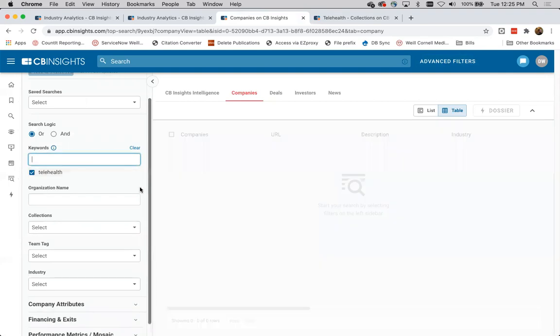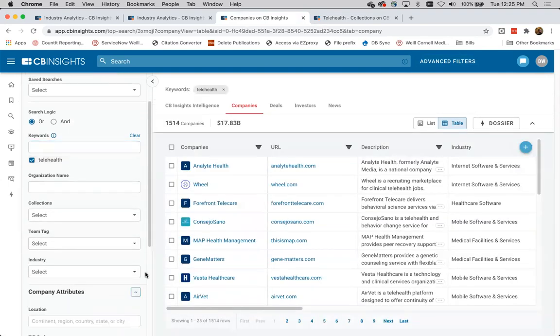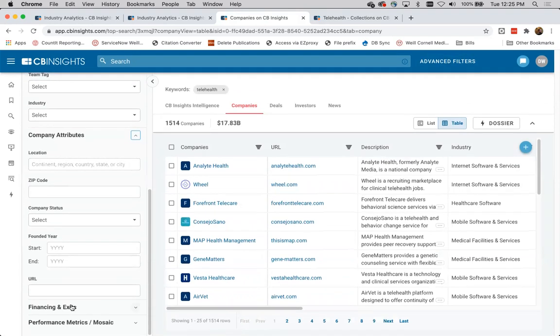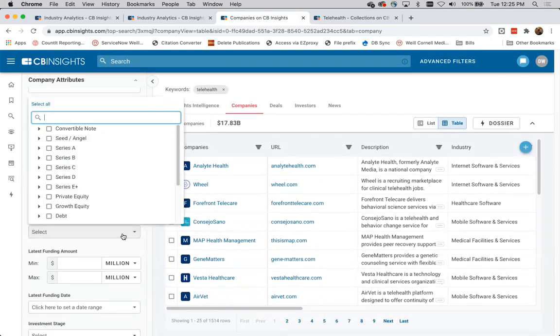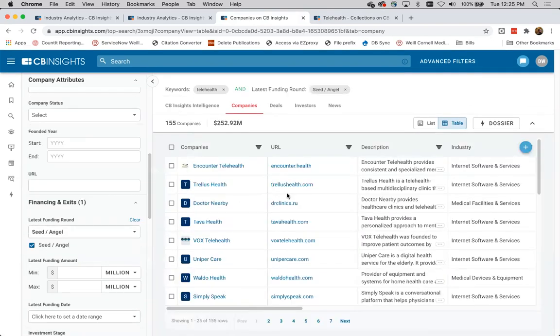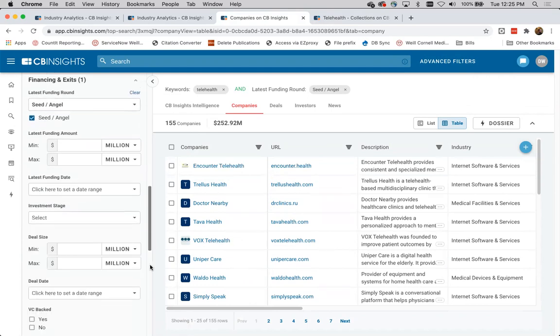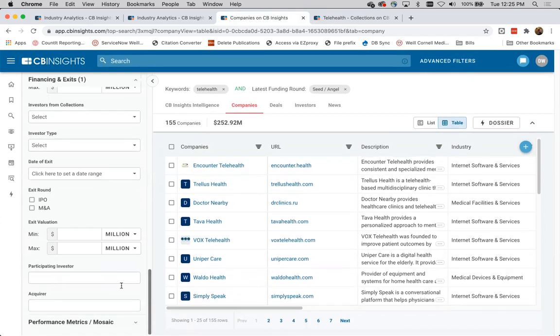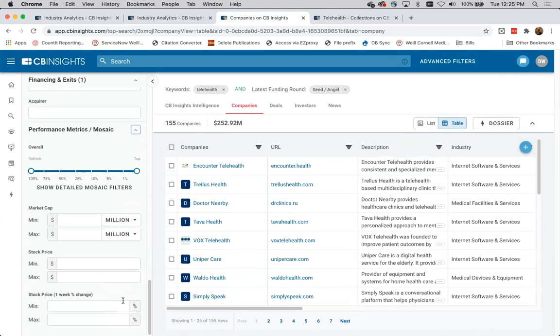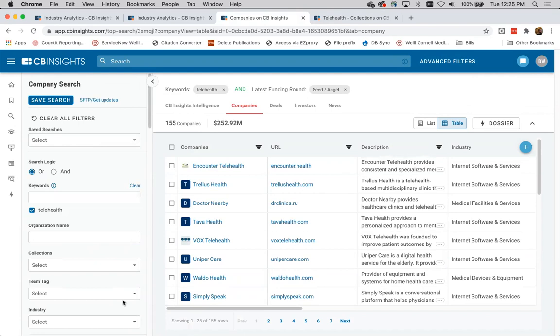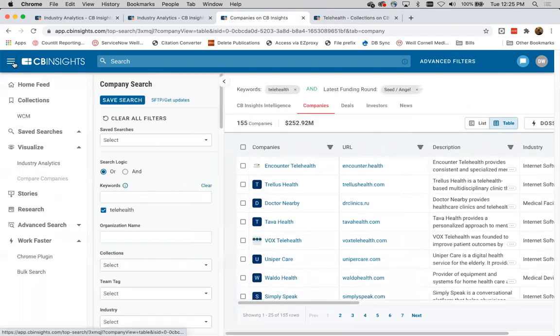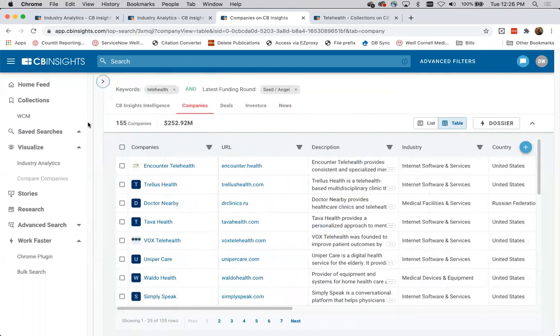So if you wanted to do telehealth and then wanted to look at only things that were in their seed round. And now it just basically applies a filter to that telehealth list, if that's something that is interesting to you. Funding amount. Lots of information that you can play around with here. And that's a search, very straightforward. And again, it's mostly useful for me for getting to a collection and starting that kind of browse process or playing around with the filters.